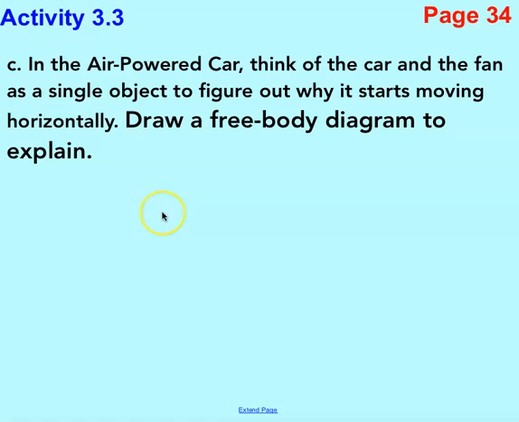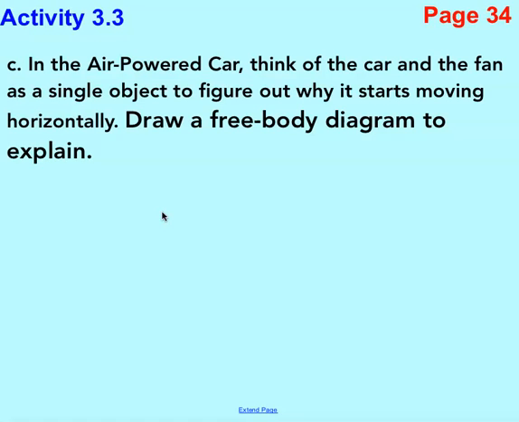All right, so you've had 2 chances to practice drawing free body diagrams. So go ahead and do C. In the air-powered car, think of the car and the fan as a single object to figure out why it starts moving horizontally. Draw a free body diagram to explain.